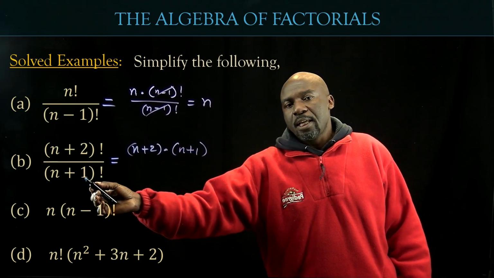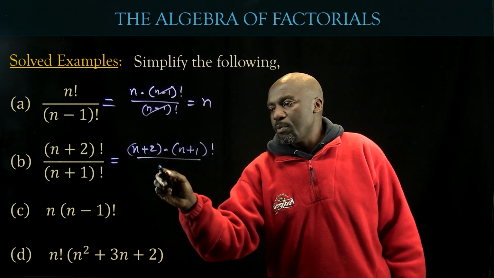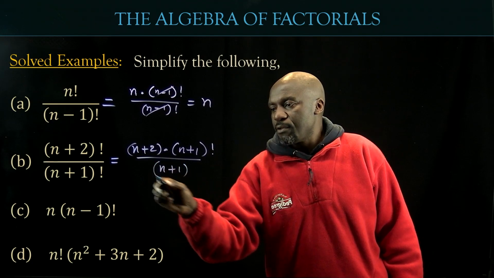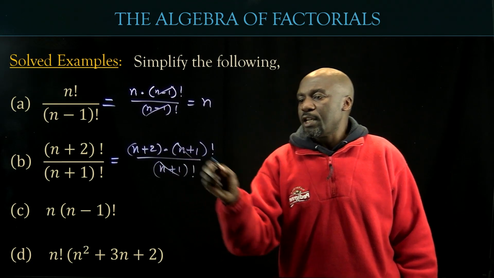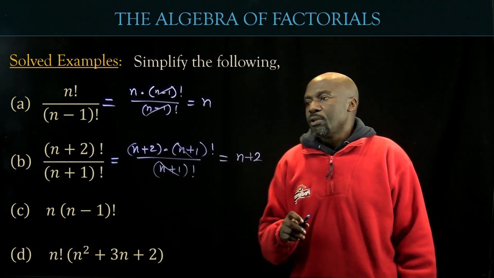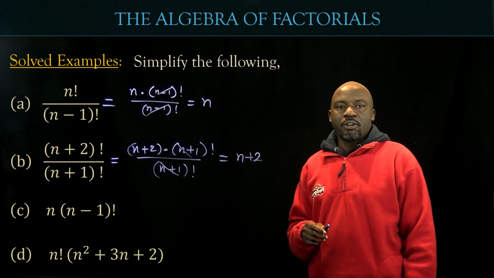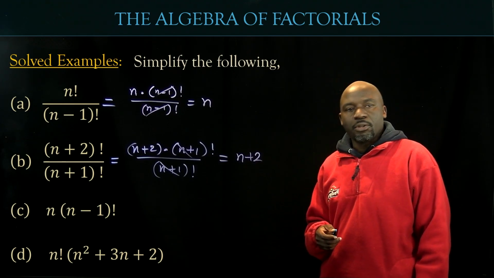And because I'm seeing n plus 1 factorial there, I can stop right there. And I divide this by n plus 1 factorial. And that with that will cancel. I'm left with n plus 2. So n plus 2 factorial divided by n plus 1 factorial is just n plus 2, like that.